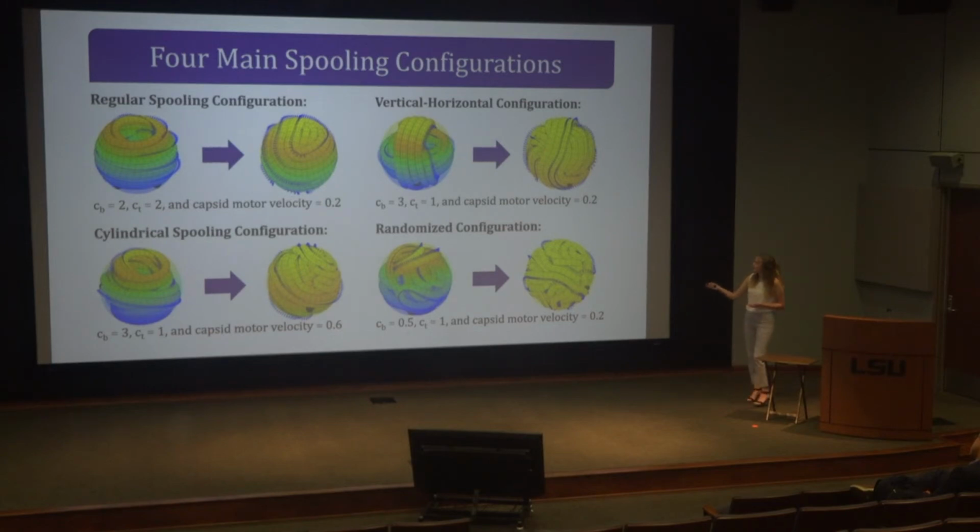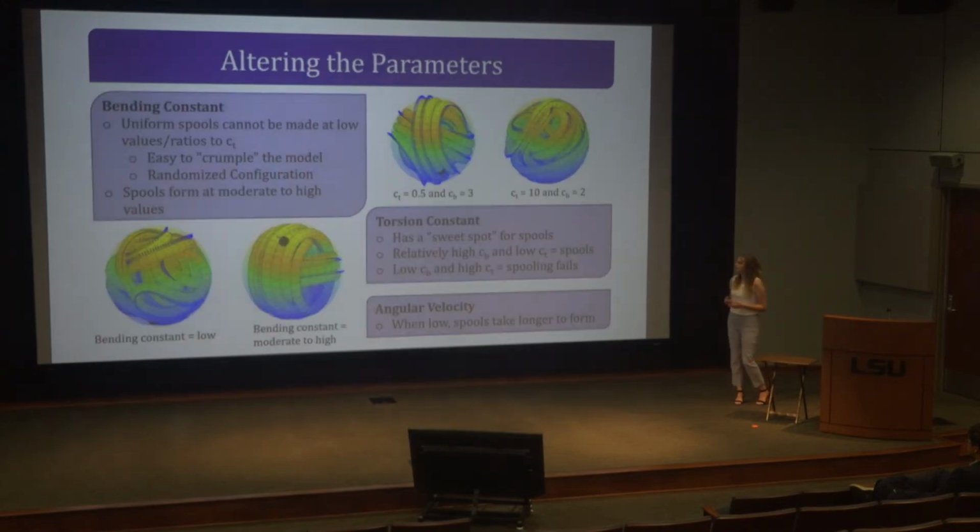And then the last main configuration that we have is the randomized configuration. This happens when we have a very low bending constant, or just a low ratio of that bending constant to the torsion constant. Again, it happens at a relatively low motor velocity, so that strand can still relax, but as you can see, there's not really any spooling going on.